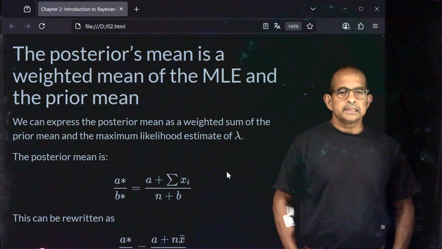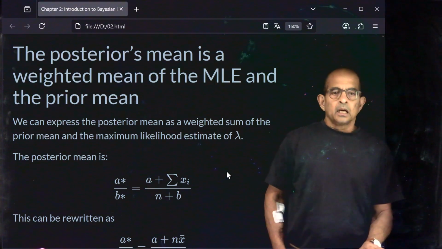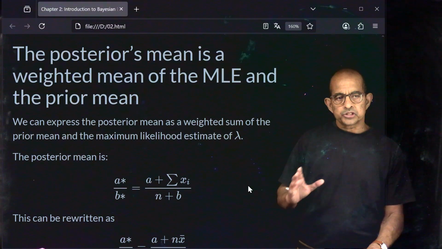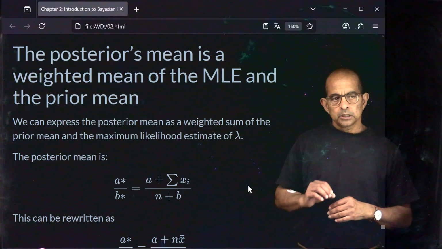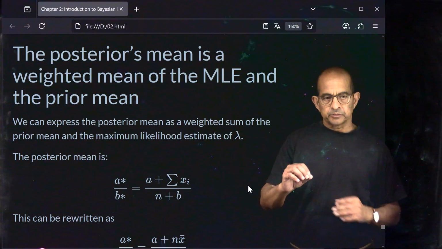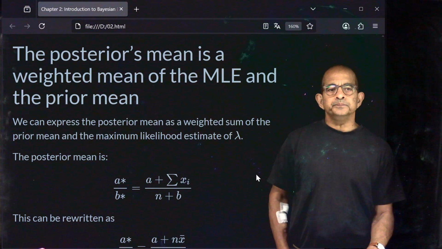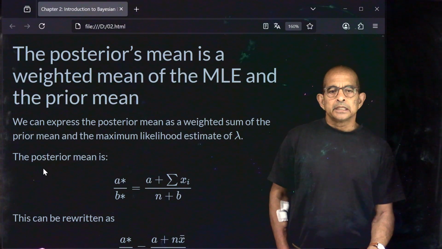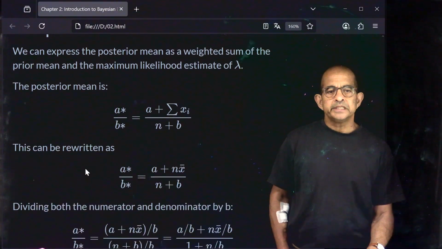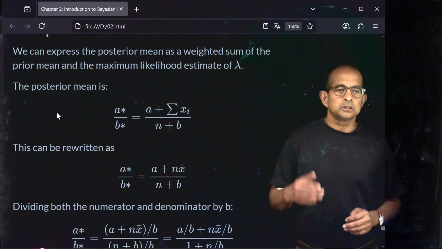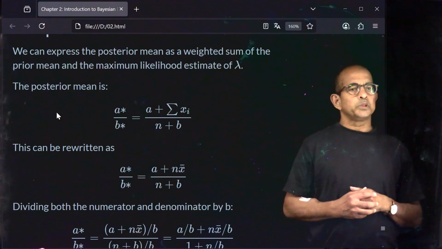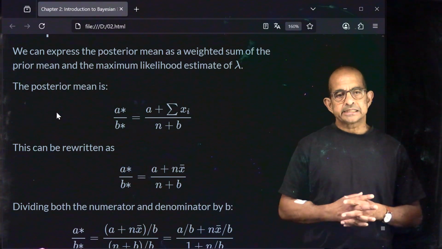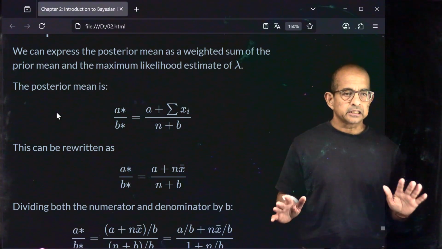Okay, so let's look at this section now, where I'm going to show you how the posterior mean is related to the prior mean and the maximum likelihood estimate. So let's start with the expression that represents the posterior mean. Remember that in the gamma distribution, suppose you have a gamma distribution with parameters a star and b star, the posterior mean is a over b. That's just an analytical result.